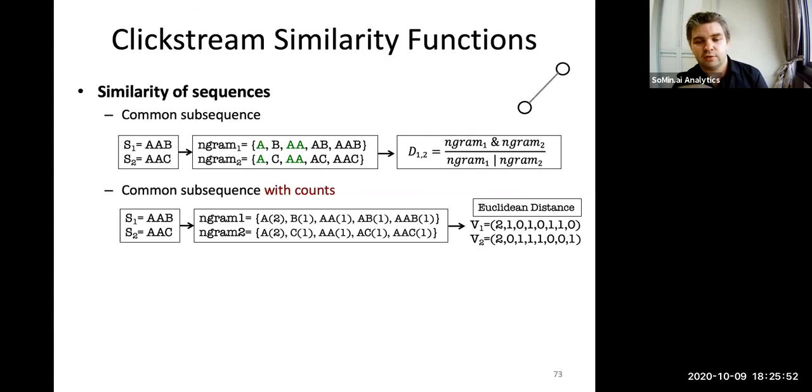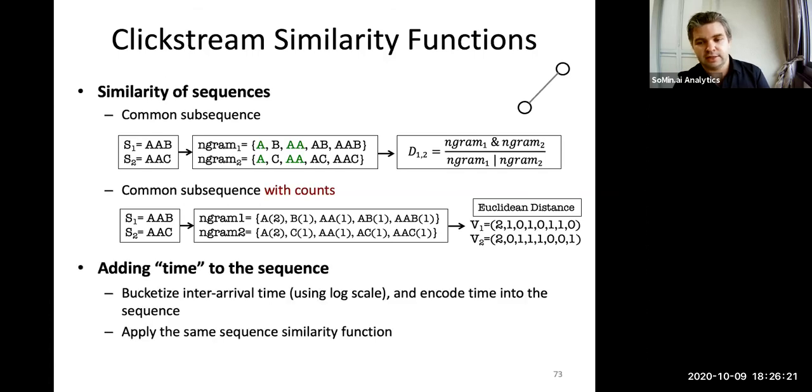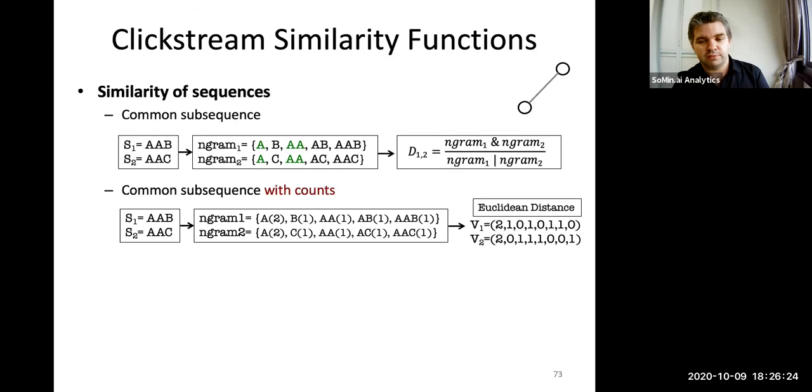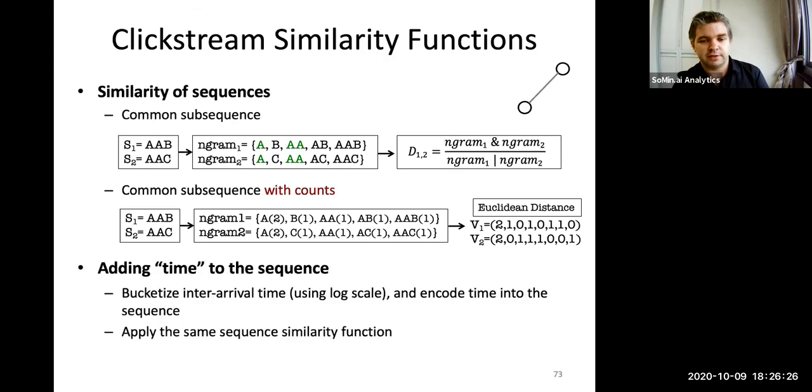So basically you count that A was two times, and also A was two times as well, so both vectors will be two. Then you can see the n-gram would be only one, but AA was also only one, AB also only one, AAB only one time. So what are n-grams? It's all combinations of sequences from one to K length, and in our case, K is three, right? So we can see this vector representation, and we can compute the Euclidean distance between the clickstreams.